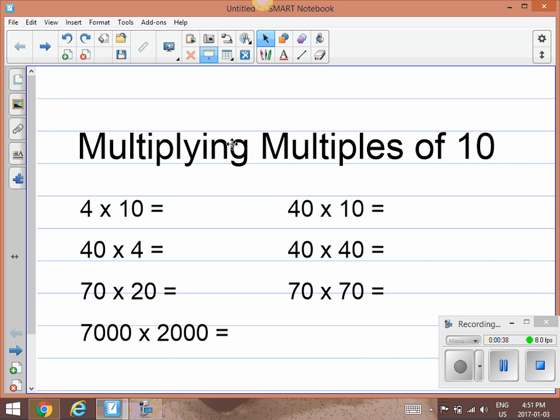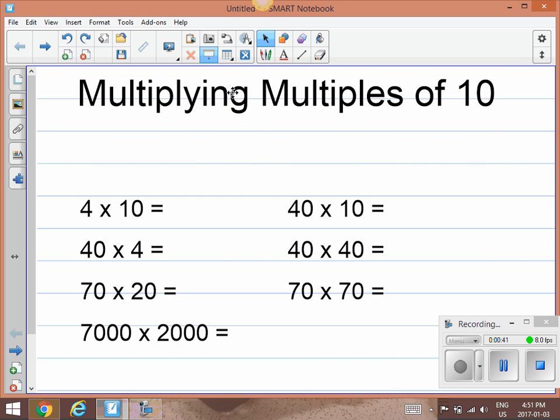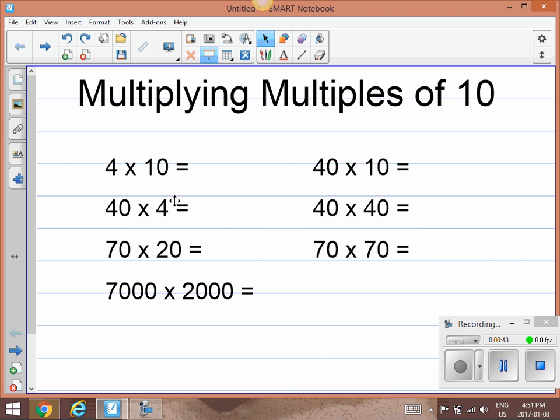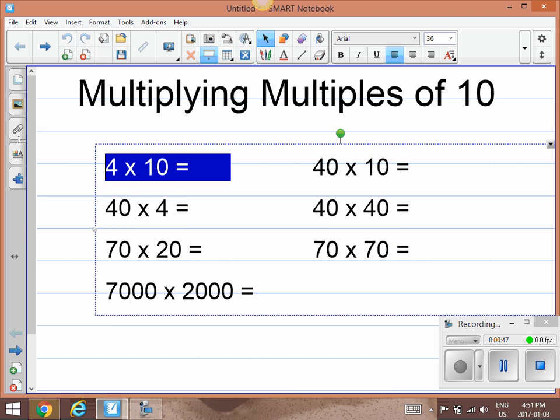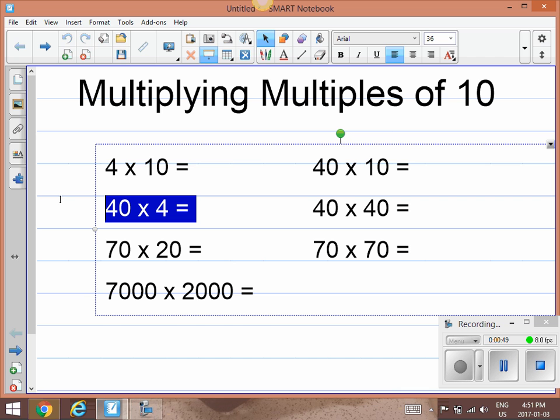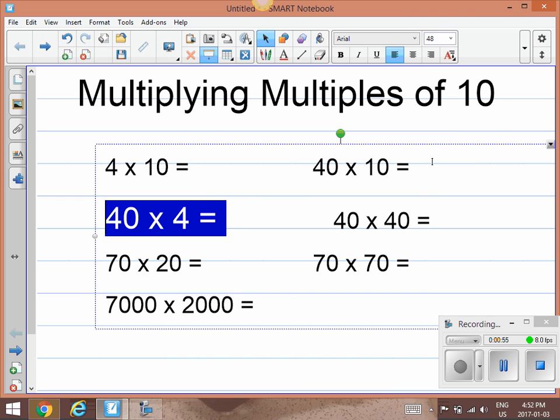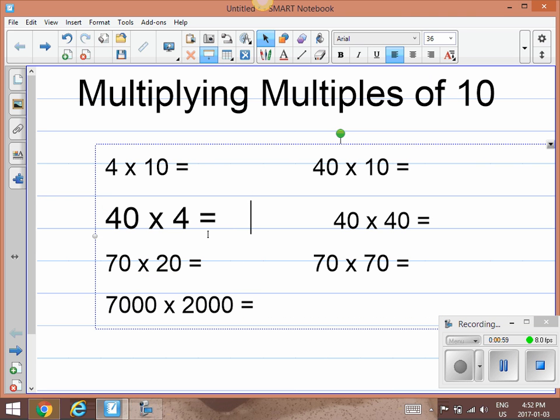So I left up the multiplying multiples of 10 questions from the other video, and we're just going to look at a couple of these because we've already solved a lot of them. So I'm going to look at 40 times 4 first. In the last video, we looked at multiplying the first digits together, which gave us 4 times 4 is 16, and then adding a 0.